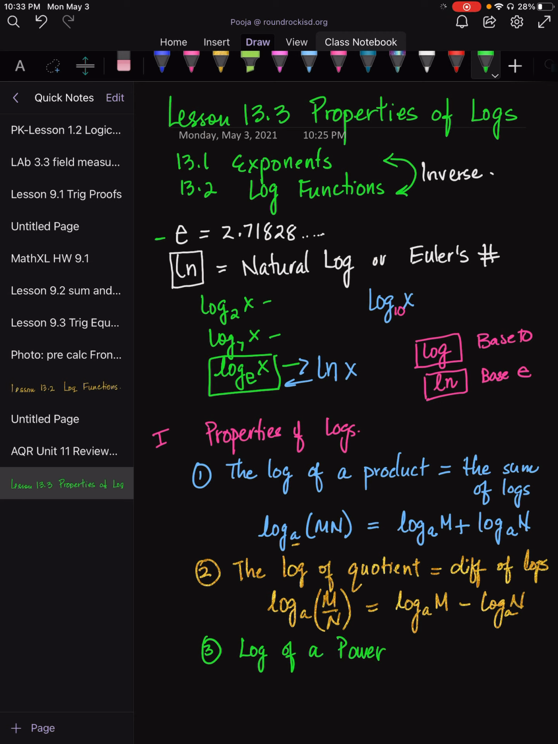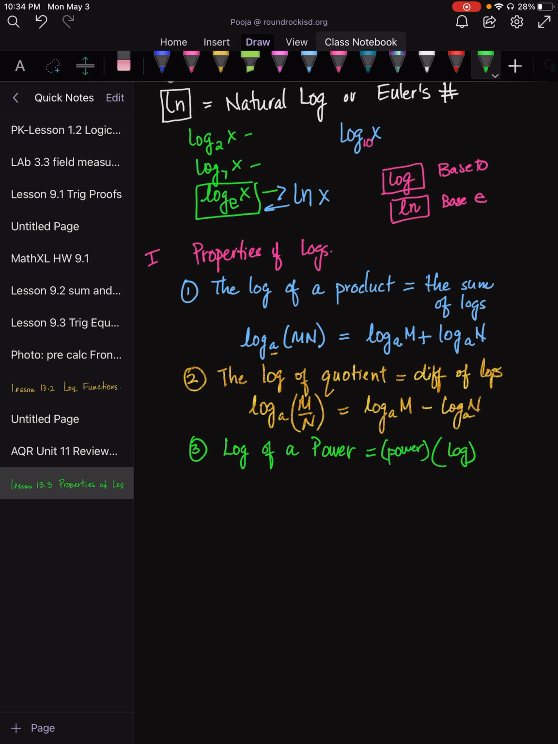Log of a power, read it carefully, equals the product of the power and the log, equals the product of the power itself and the log.